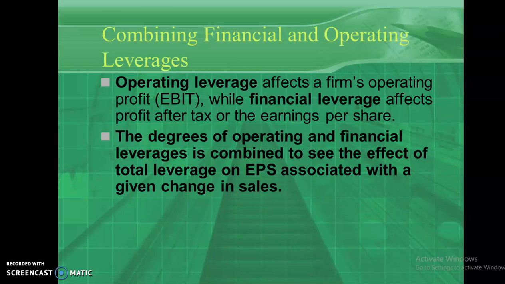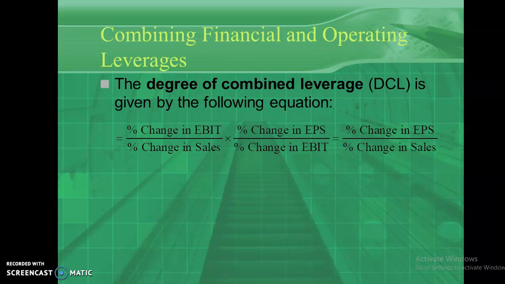When you combine both of these leverages, operating leverage as well as financial leverage, you will get an answer. 1% change in sales, it will bring how much percentage change in EPS? You will get the answer to that question by combining both of these leverages together. This is the formula for that. Degree of combined leverage equals percentage change in EBIT divided by percentage change in sales, that's the formula for degree of operating leverage, into percentage change in EPS divided by percentage change in EBIT. This is the formula for financial leverage. So you are multiplying the degree of operating leverage with the degree of financial leverage. Then you will get the degree of combined leverage or degree of total leverage.